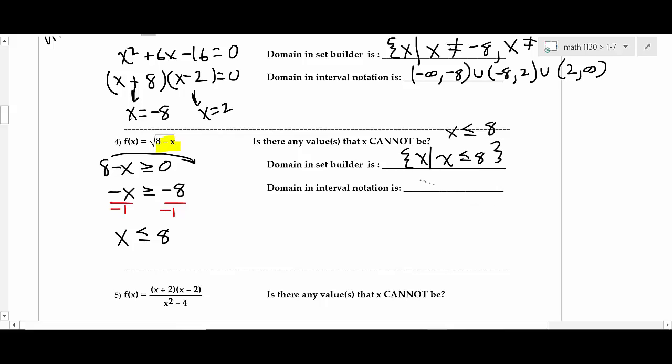Interval notation, you say -infinity, comma, 8 with a bracket like that. Okay, so that's it. Okay, everybody good there?